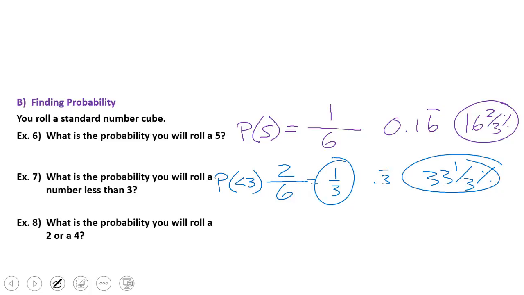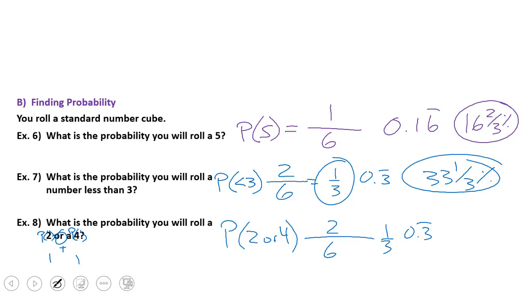Number 8 says, what is the probability you will roll a 2 or a 4? Well, remember, or means we're going to add. So the probability of a 2 plus the probability of a 4, 1 and 1, that means the probability of 2 or 4, favorable outcomes is 2 out of 6. We have a repeat, 1 out of 3, which is 0.3 repeating, and 33 1/3% comes out to be the same.